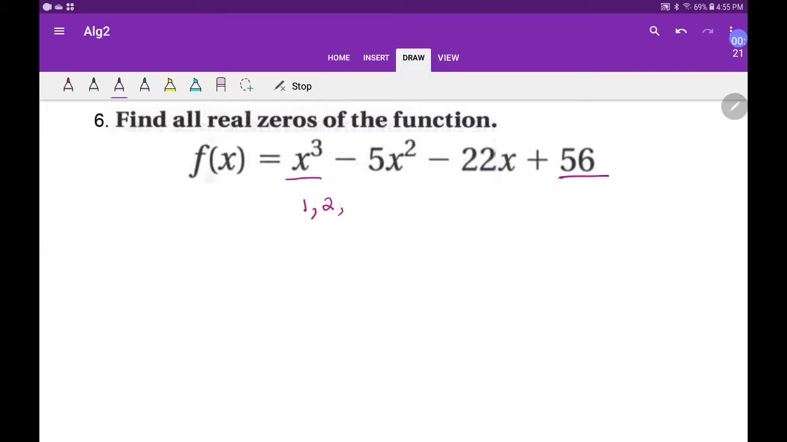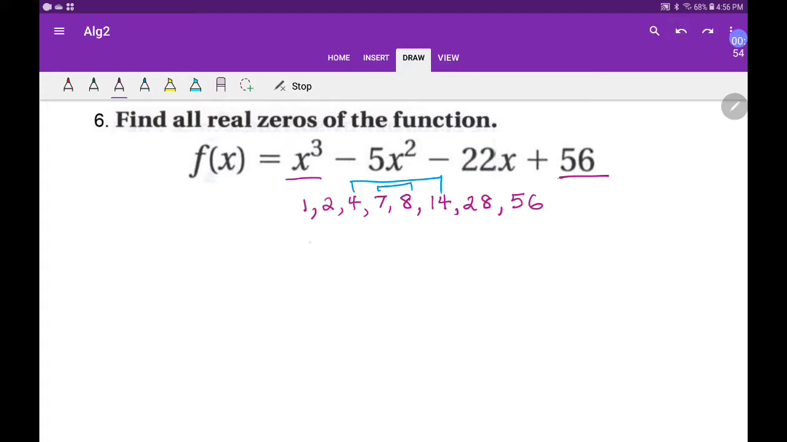1, 2, does 3 go into 56? No. Does 4? Yes, it does. Does 5? No. Does 6? No. How about 7? Yes. 8? Yes. Let's see. 14 goes with 4. So we're starting to go, 7 and 8, 14 and 4. What goes with 2? 28. What goes with 1? 56. Okay, and our number out in front is 1.